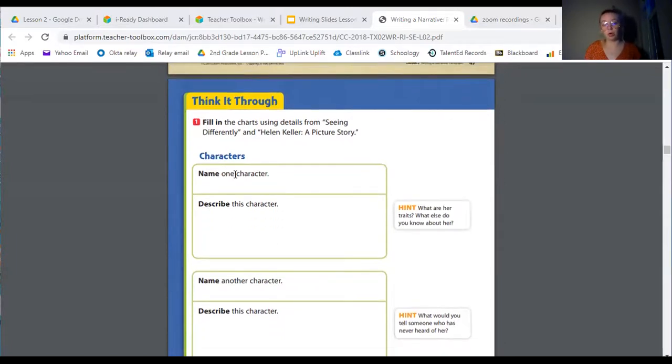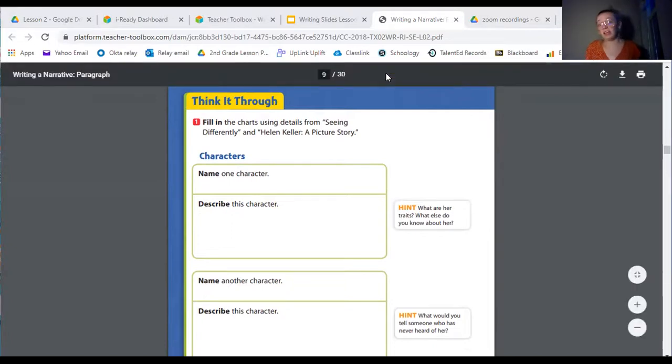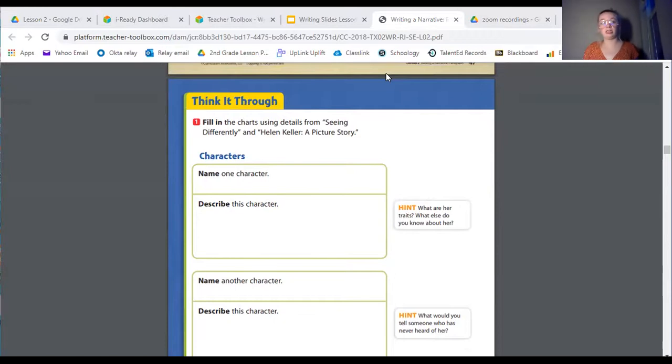Characters. Name one character. Describe this character. Hint. What are her traits? What else do you know about her? Let's do the first one together. So I think the main character who we've been talking about is Helen Keller. So I'm going to write her name here, and you can write it in your book. Helen Keller.